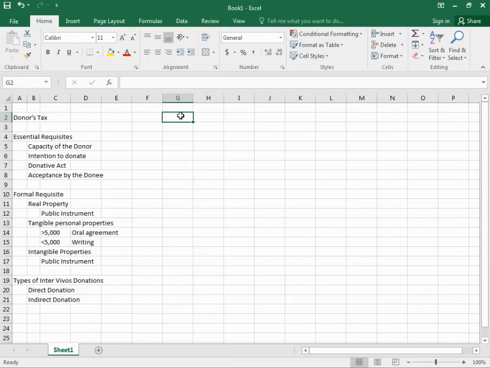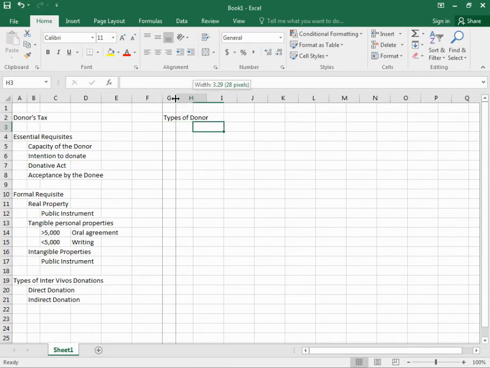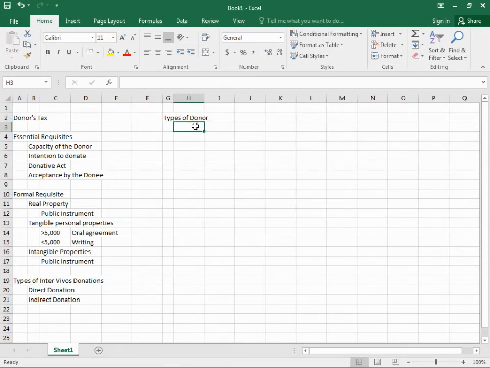Next is, what are the types of donors? We have discussed this in the earlier chapters. So, types of donors when it comes to tax classification. So, we have resident or citizen, and the non-resident. Okay. So, dalawa lang yan.